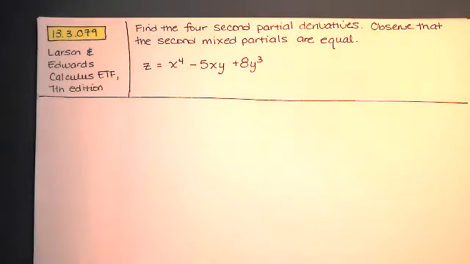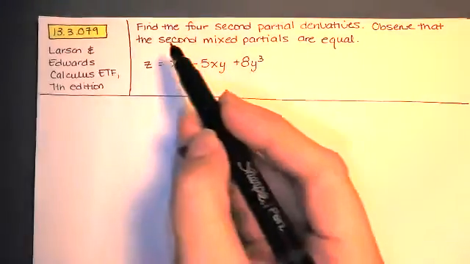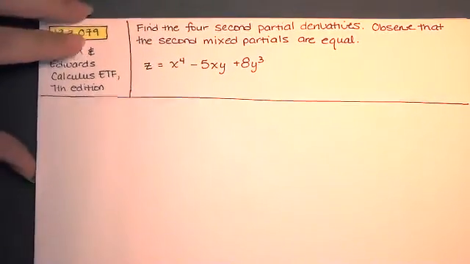In this video, we solve problem 13.3.079 from Larson and Edwards Calculus Early Transcendental Functions text, 7th edition. We're asked to find 4 second partial derivatives and observe that the mixed partials, the second mixed partials, are equal.